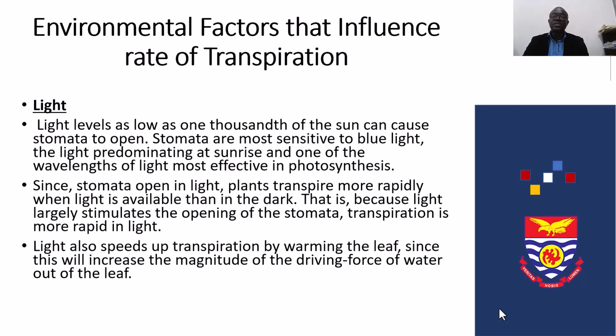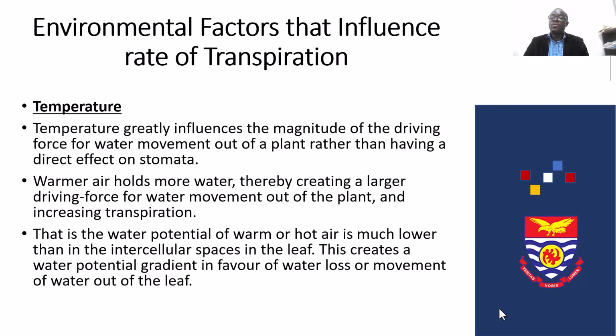Stomata are most sensitive to blue light, the light predominating at sunrise and one of the wavelengths of light most effective in photosynthesis. Since stomata open in light, plants transpire more rapidly when light is available than in the dark. That is because light largely stimulates the opening of the stomata. Transpiration is more rapid in light. Light also speeds up transpiration by warming the leaf, since this will increase the magnitude of the driving force of water out of the leaf.